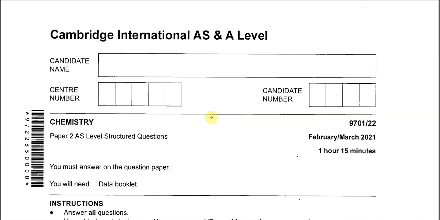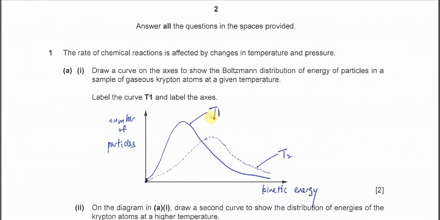February-March 2021, Paper 2, Variant 2. Question 1A, Part 1. Draw a curve on the axis to show the Boltzmann distribution of the particles of the gaseous Krypton atom.